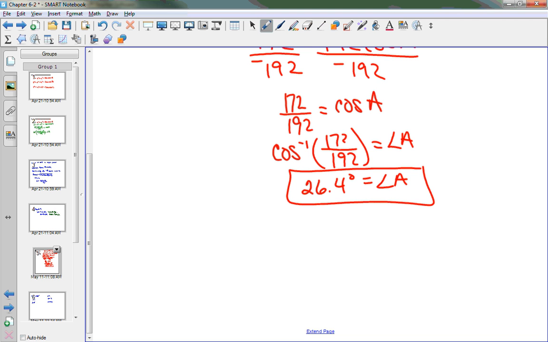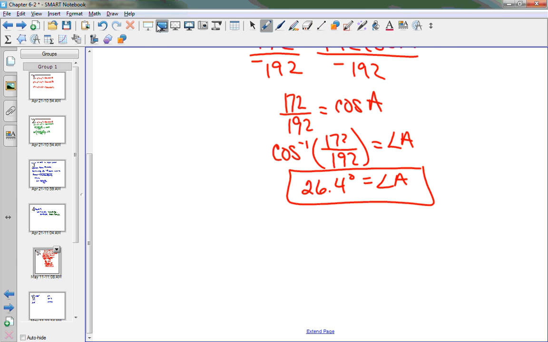Now, you have to do this one more time because you have to find the other angle. Once you do this one more time to find the other angle, then I can just take 180 minus your two angles.